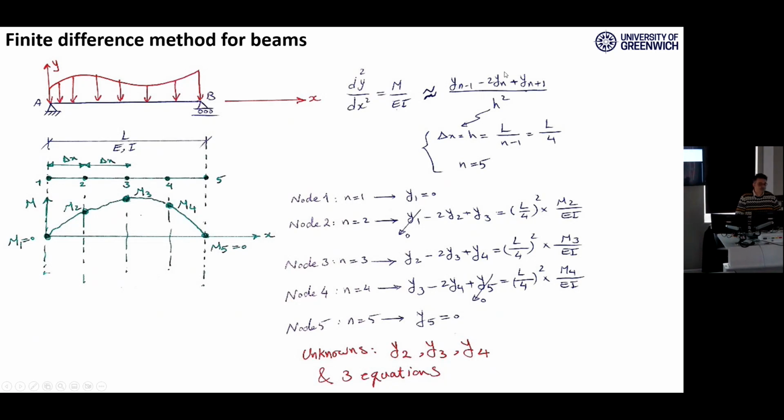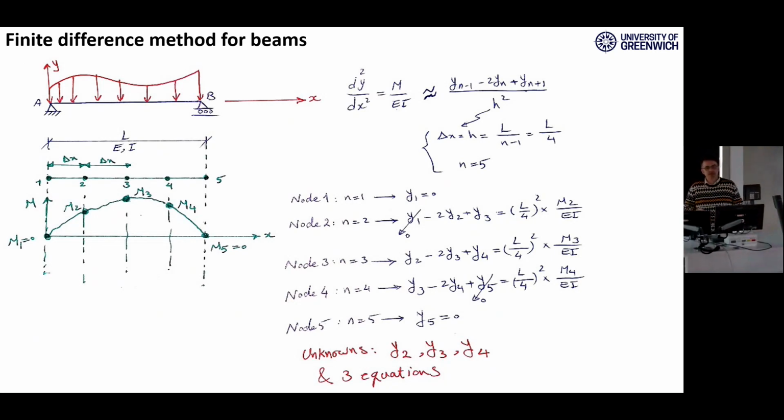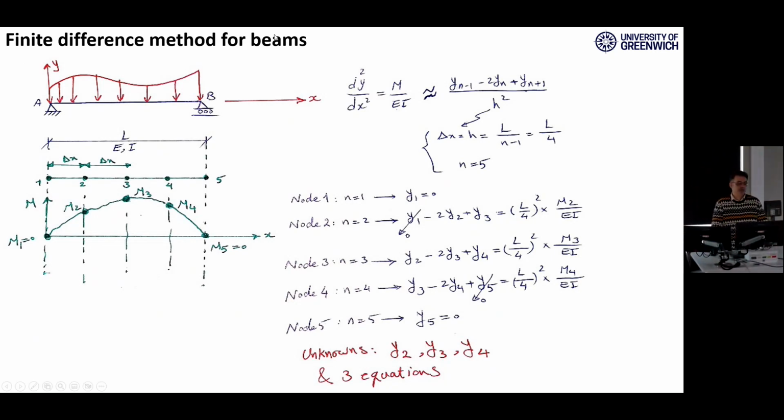Assume that we have a simple beam. This is the x-axis, this is the y-axis, and this is the y function I'm looking for. I'm looking for the deflection. And this is an arbitrary loading on the beam, whatever. For the next slide, I will go for a real example. I'm just showing you what it means.